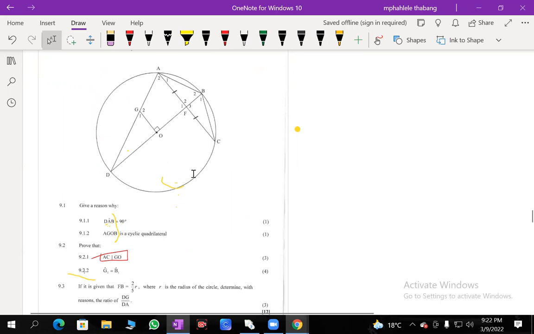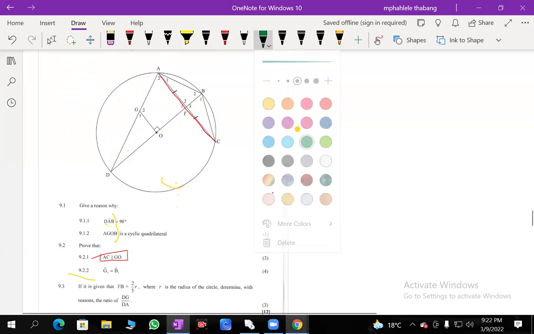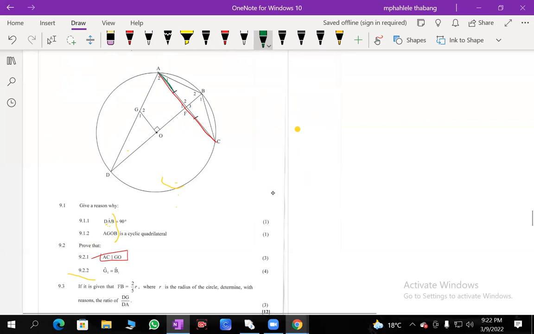OG over AC, AC is AF. This AC is the straight line. Should we extend O? So the fact that here is 90 and here is 90, these are corresponding angles, which means the lines are parallel.